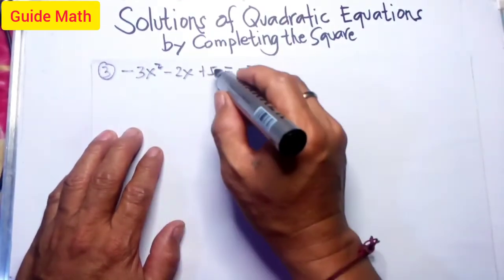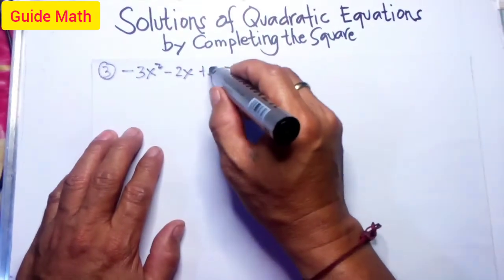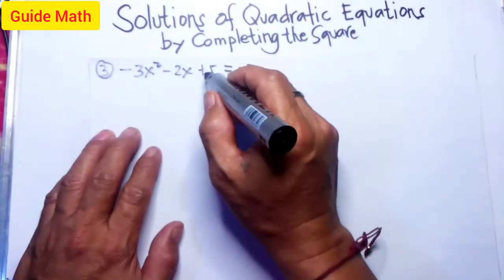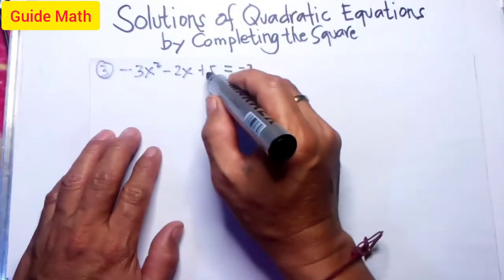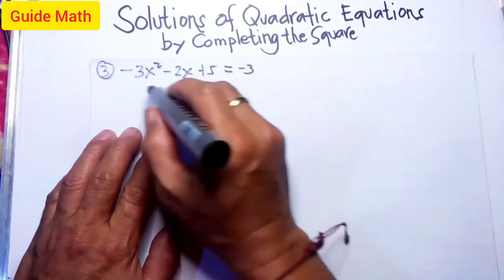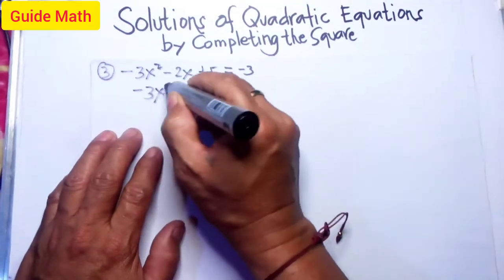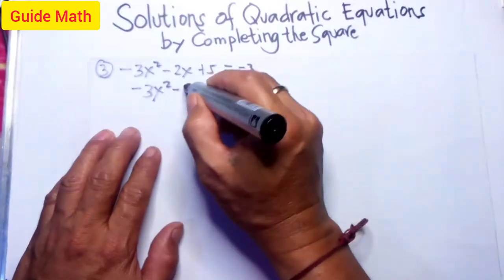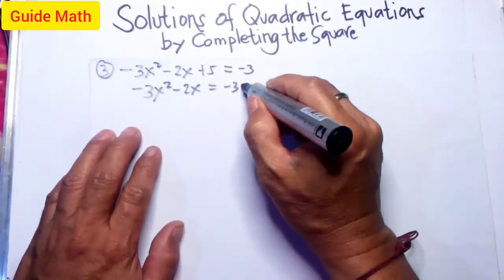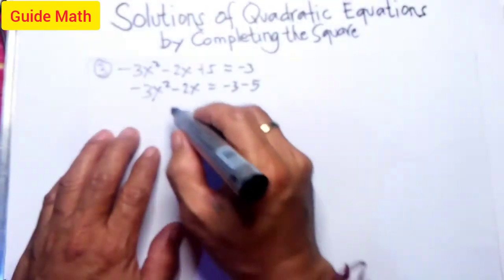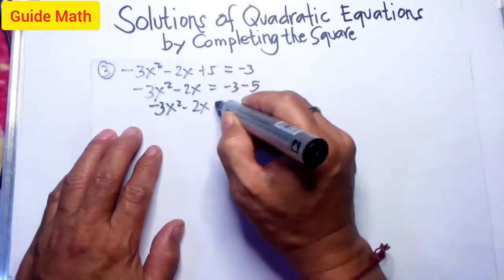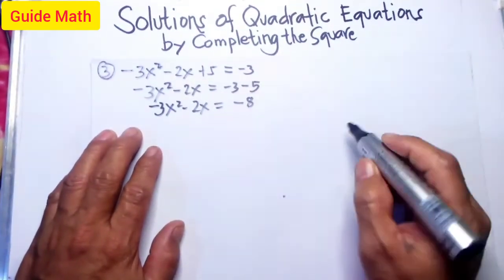So we have to, in this case, transpose that into the right hand side, or applying the subtraction property of equality, we need to subtract both sides of the equation by 5. No? So you have negative 3x squared minus 2x is equals to negative 3. Transpose natin, that is negative 5. So we have negative 3x squared minus 2x is equals to negative 8.